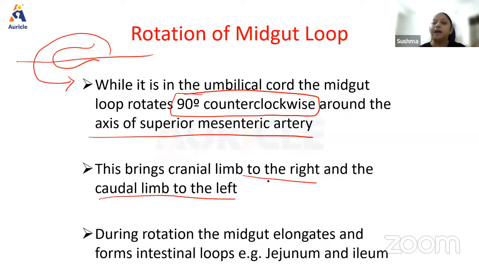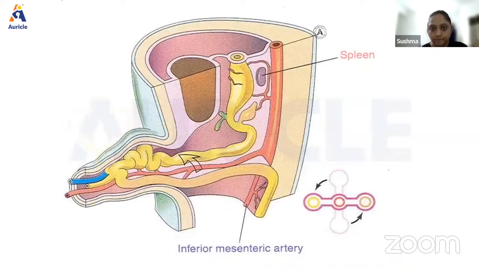From the cranial limb, I have the loops of the intestine. Let's see further what happens. During the rotation, the midgut elongates and forms intestinal loops, which are the jejunum and ileum. As the midgut is rotating, the cranial limb elongates and it forms the intestinal loops. Okay, you can see now how the rotation is taking place.